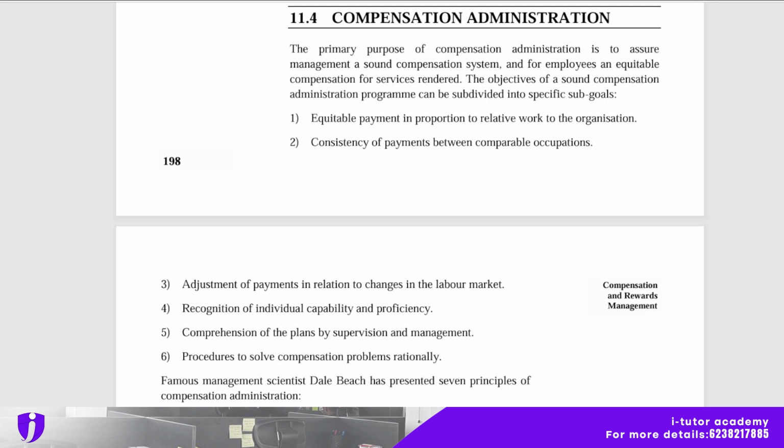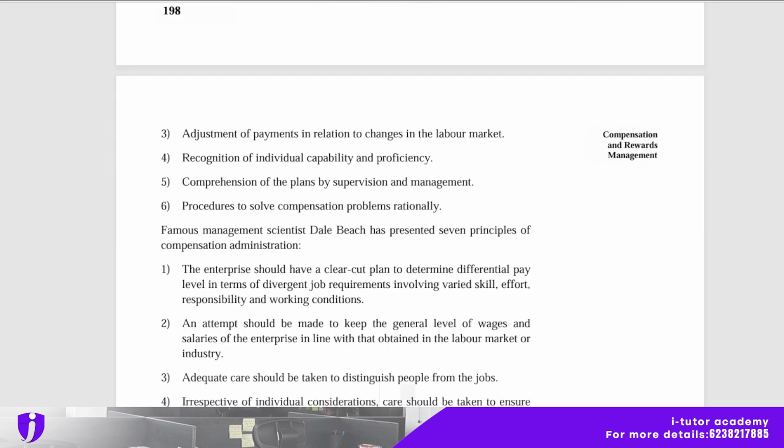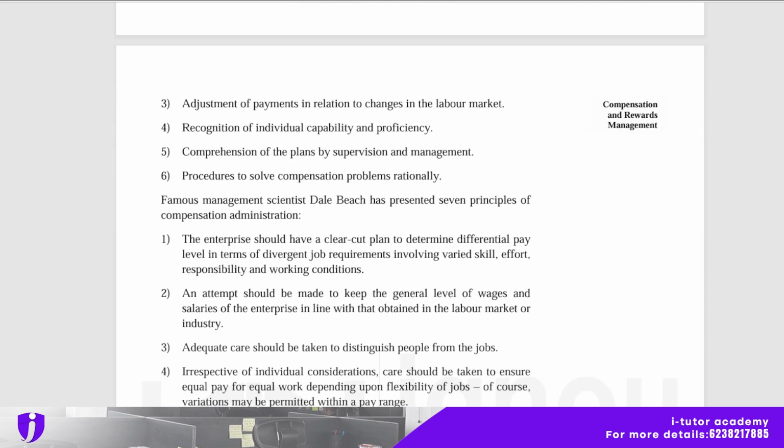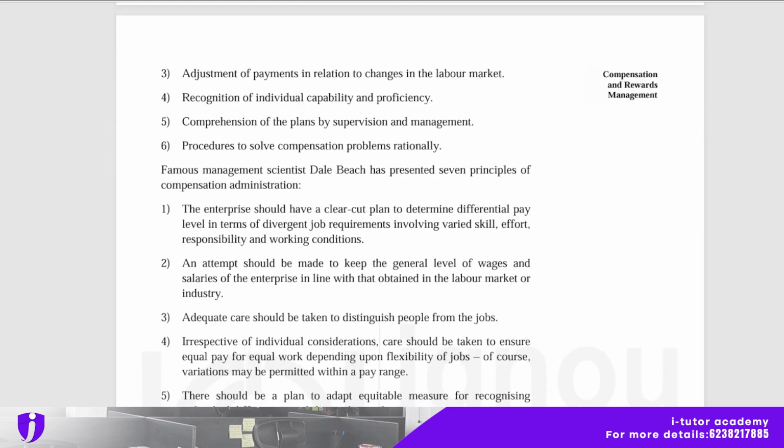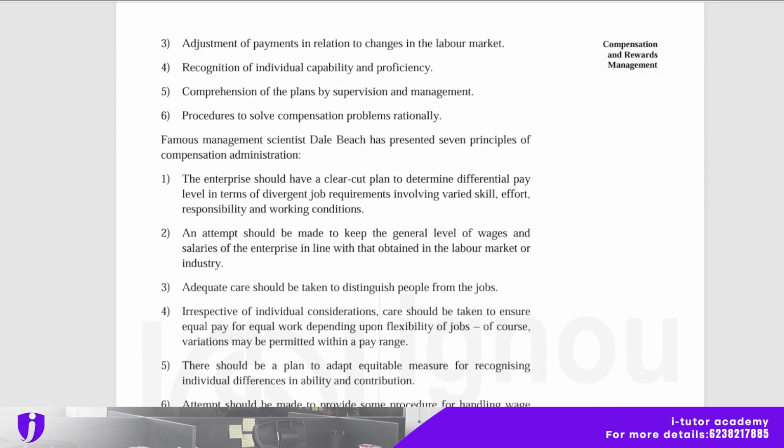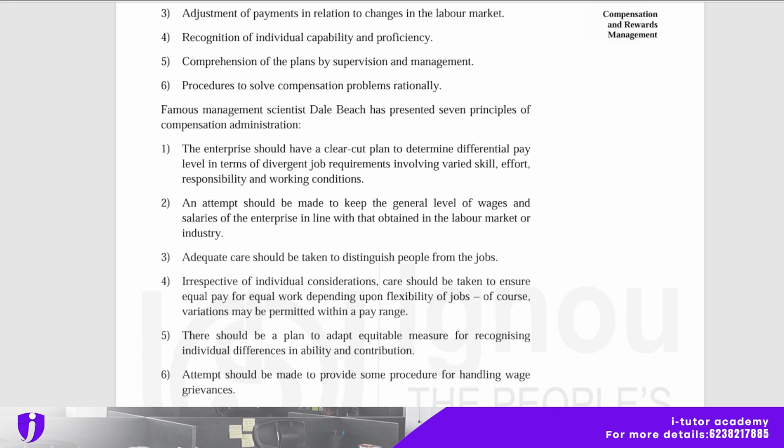First one is equitable payment in proportion to relative work to the organization. Second is the consistency of payment between comparable occupations. And third is adjustment of payments in relation to change in the labor market. And fourth one is recognition of individual capability and proficiency. Fifth is comprehension of the plans by supervision and management. Sixth is the procedure to solve compensation problems rationally.